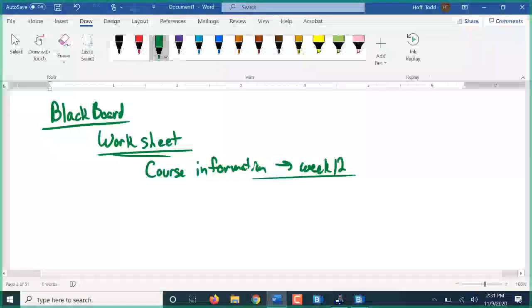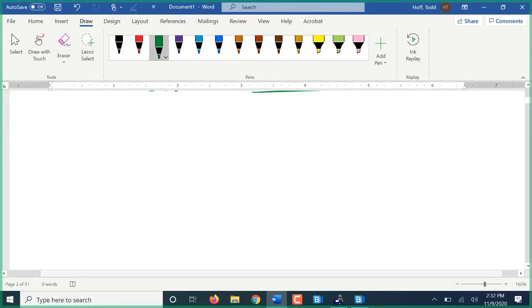Let's go through some of these graphs off the worksheet. I realize you may not have had time to graph all 10 of them, but let's take a look and see what you have done so far.